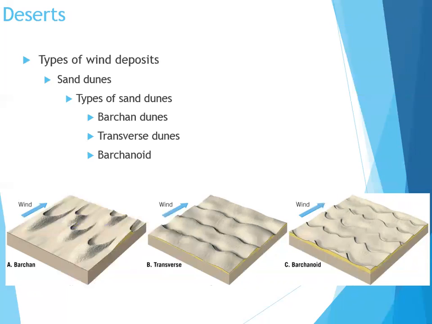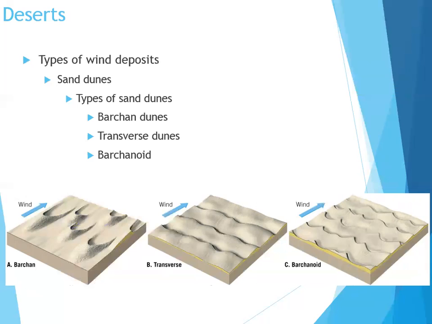Transverse dunes are long ridges that have troughs that are at right angles to the wind. And you can see that by looking at it. You have these ridges, and then between each ridge is a trough. This occurs in areas where wind is steady, there's lots of sand, and there's no vegetation to get in the way.